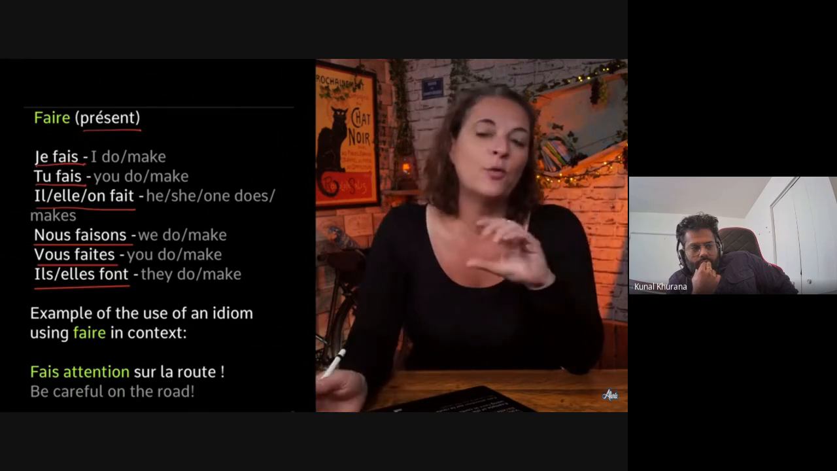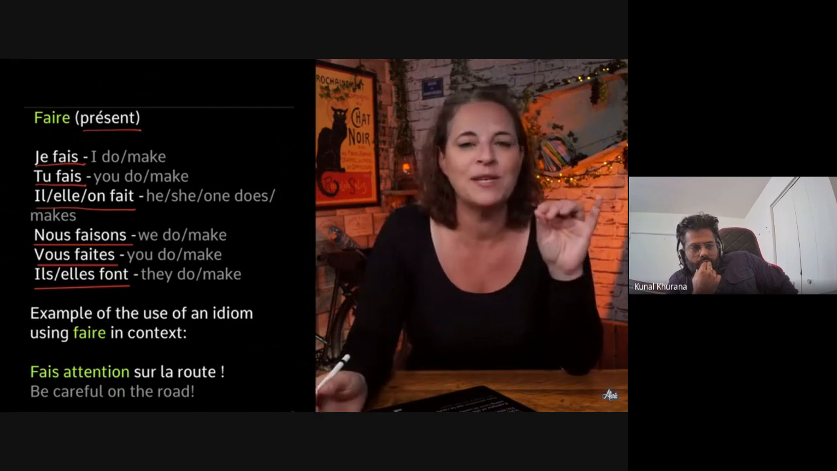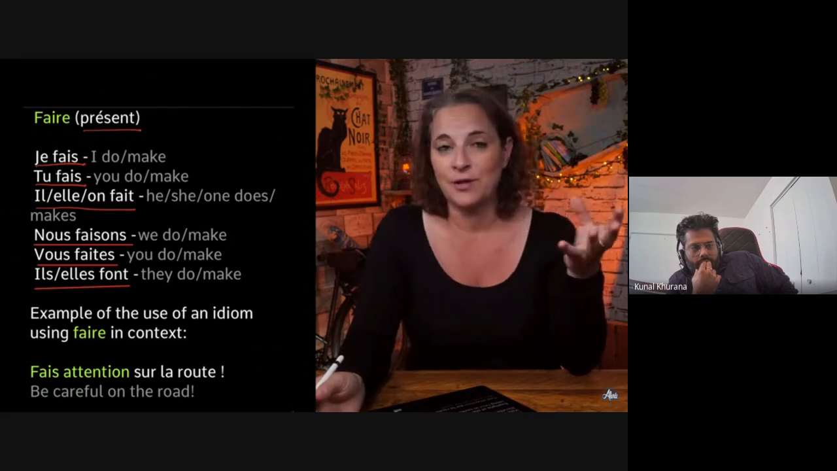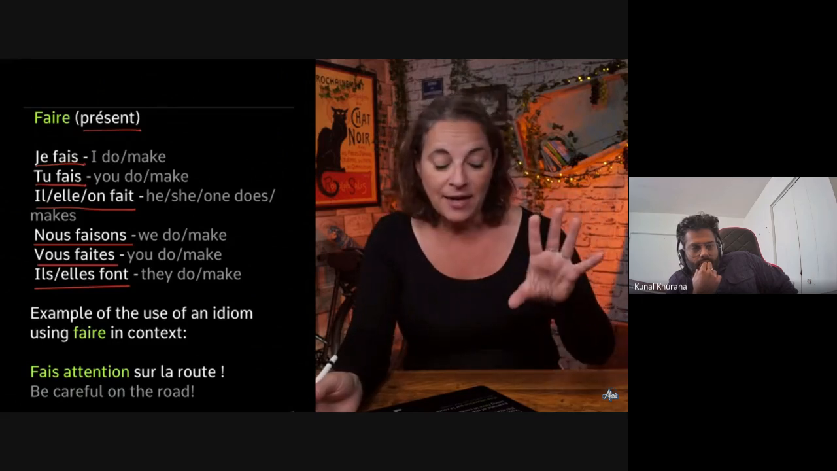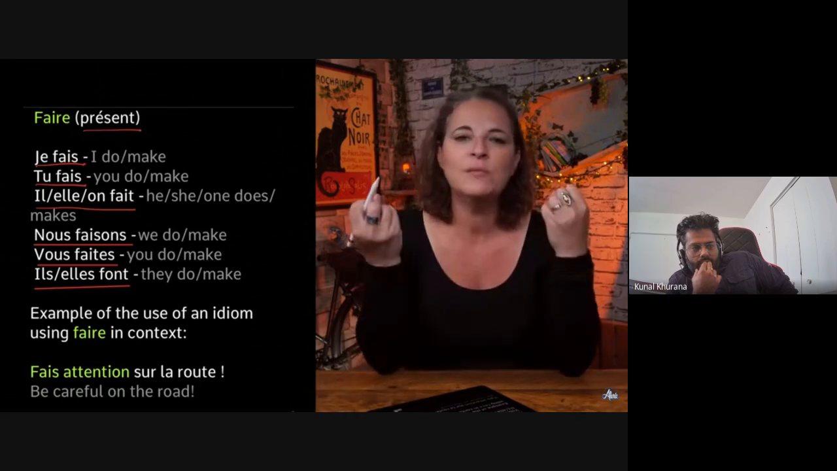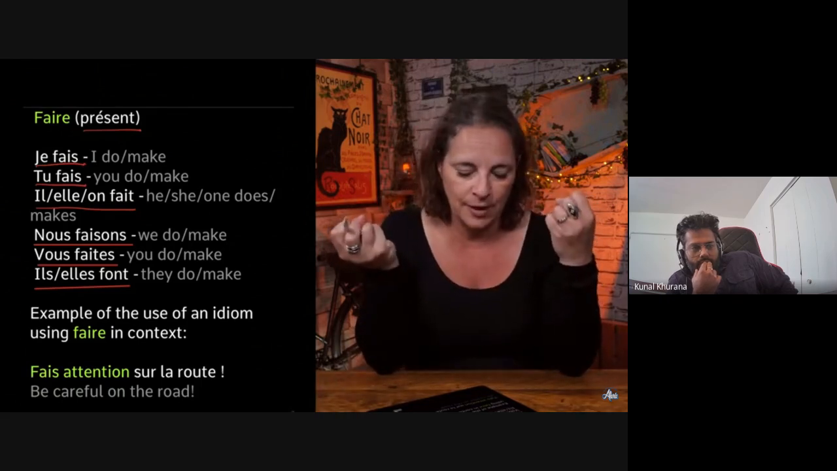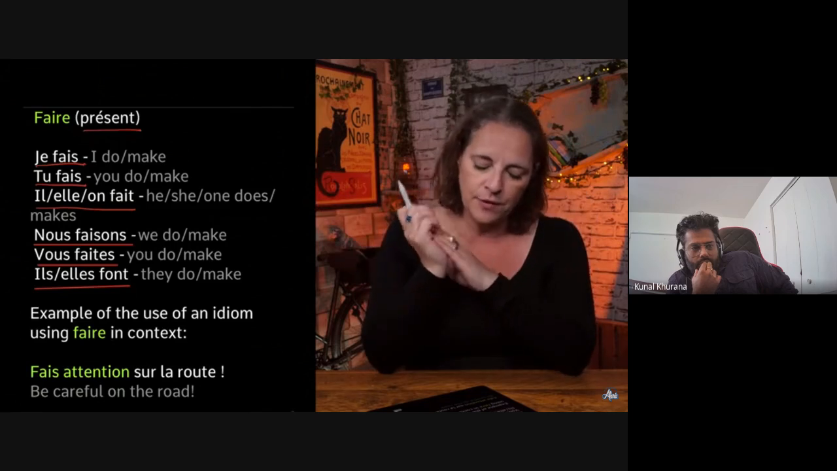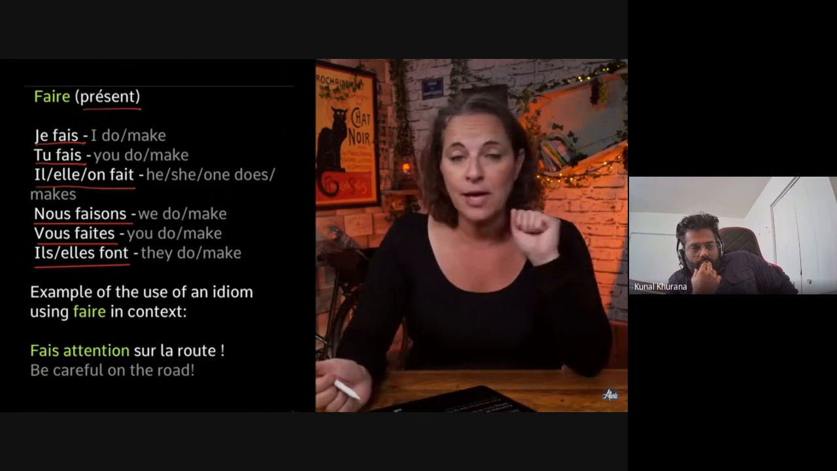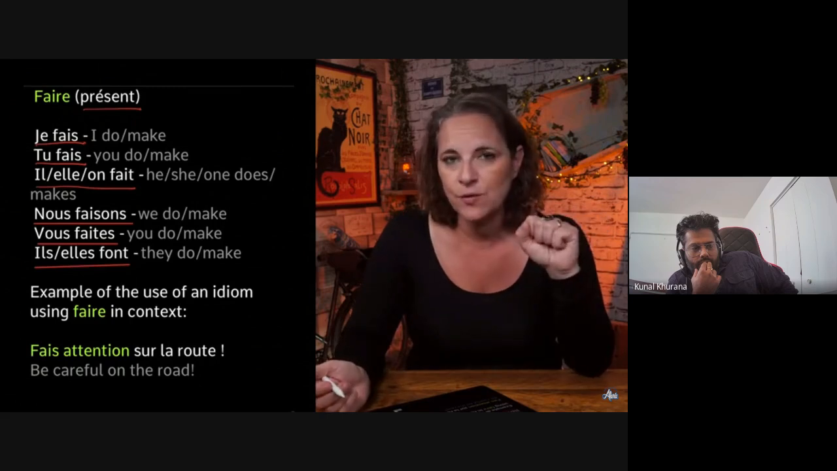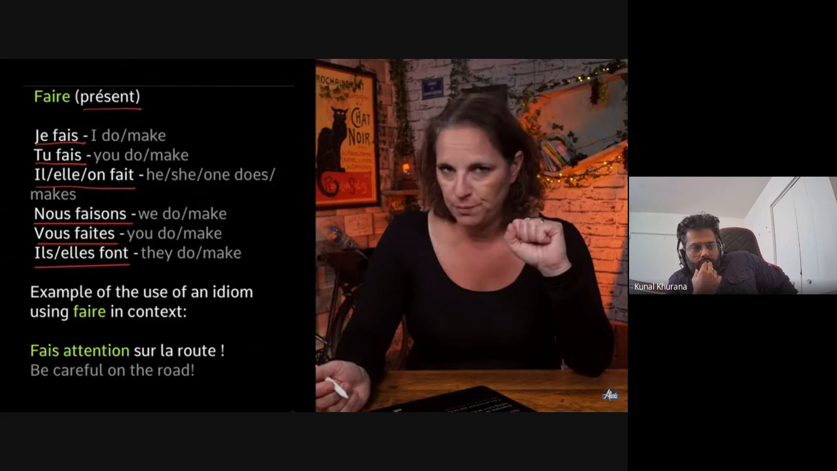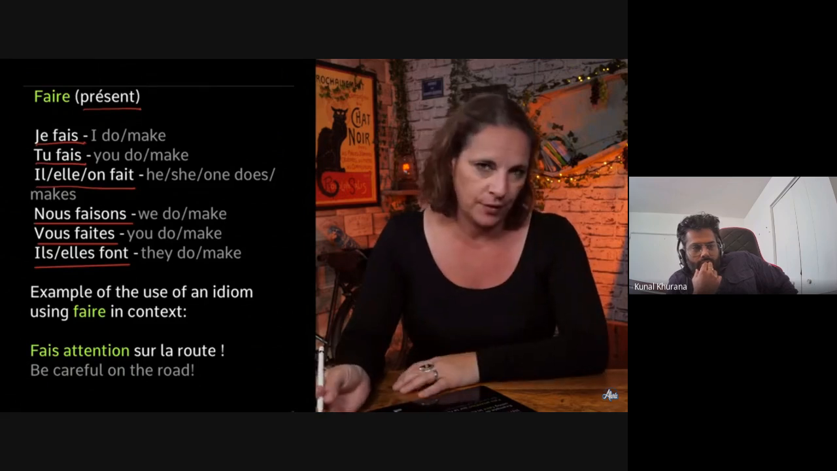I think this is one of the most important verbs, as well as avoir and être, that needs to be learnt in French. But then when you put faire with another word and it creates an idiom, it becomes more difficult. So the example of the use of an idiom using faire, for example, we could say: fais attention sur la route. Be careful on the road, okay?